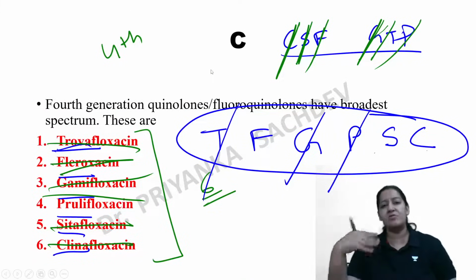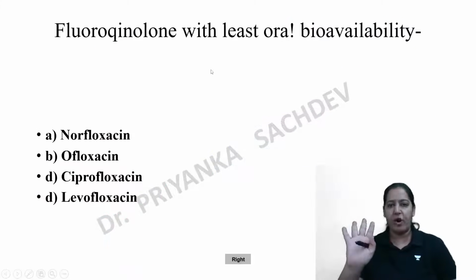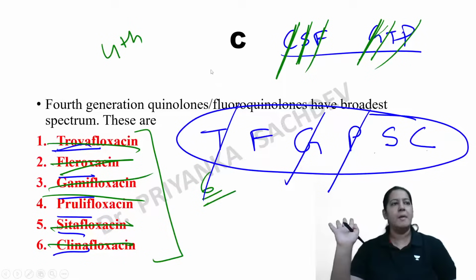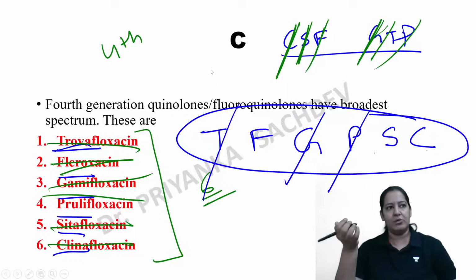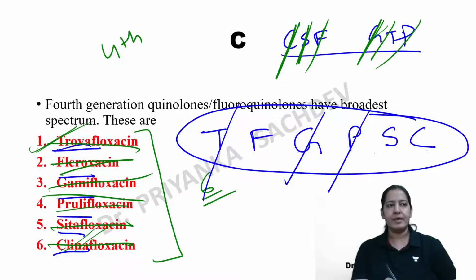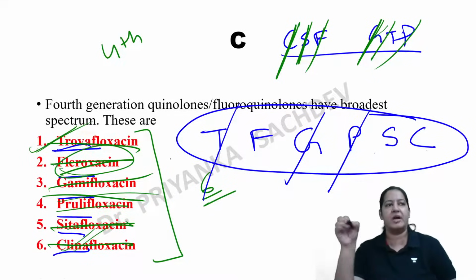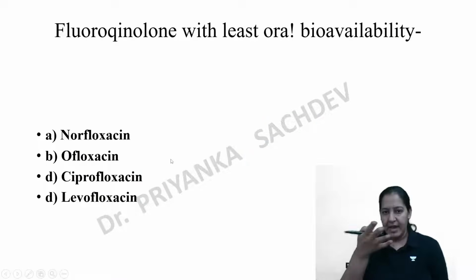So always try to make mnemonics, flowcharts, diagrams. The book does not give everything; the rest you have to make from here. Have you got it? Shall I proceed ahead? Okay, Kishore, it's also good: PSG fails trophy collection. We can use that also if you wish. Trophy is Trova, I guess, and collection is Clina. PSG is Pruli, Sita, and Gami. Very good. Fails gives the F. Thank you, Kishore. Whatever you like, you can write in your notebook.